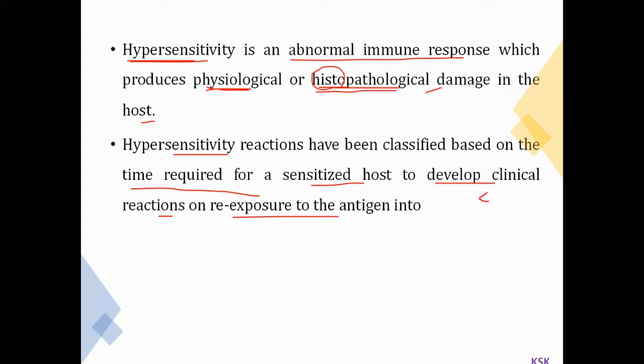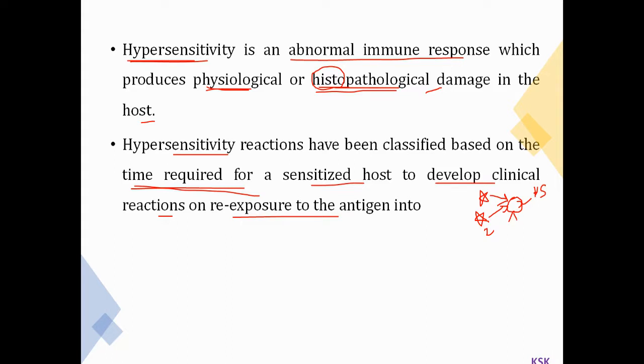Suppose this is an antigen, and this is a person. If this person is exposed to this antigen, hypersensitivity reactions may not occur immediately. If the same person is exposed to the antigen a second time, the re-exposure to the antigen, then the person feels the hypersensitivity reactions. They can be classified based on the time required.